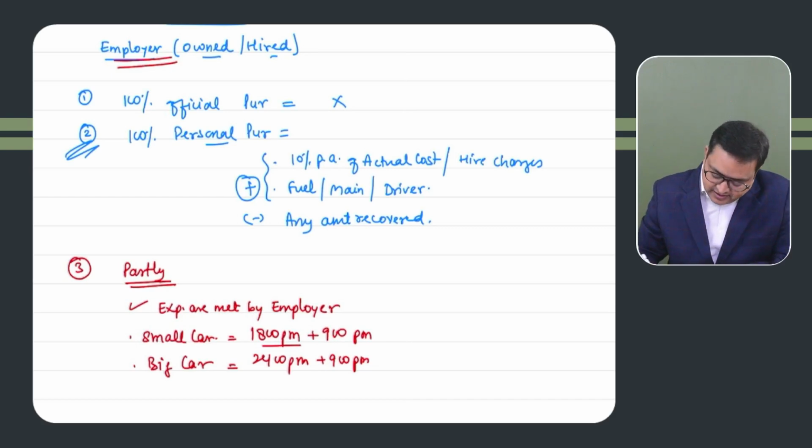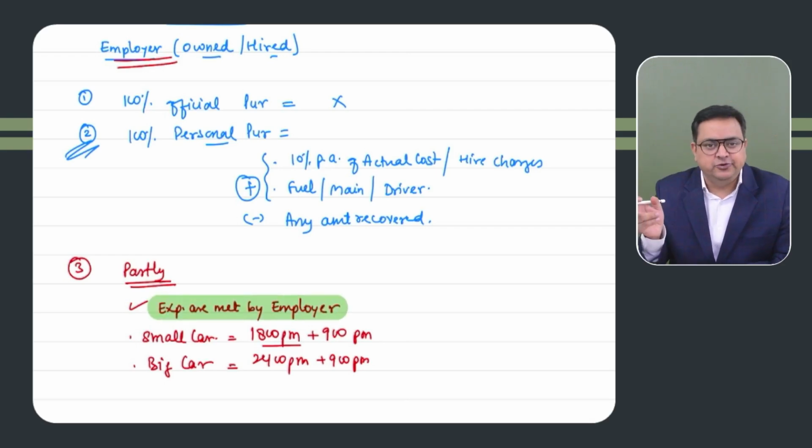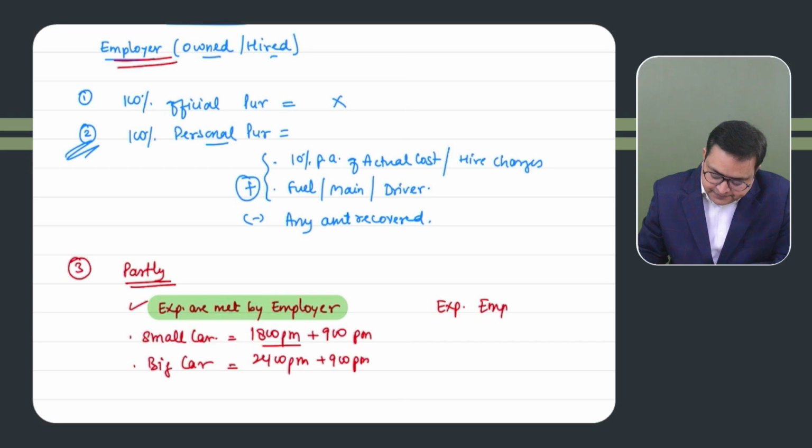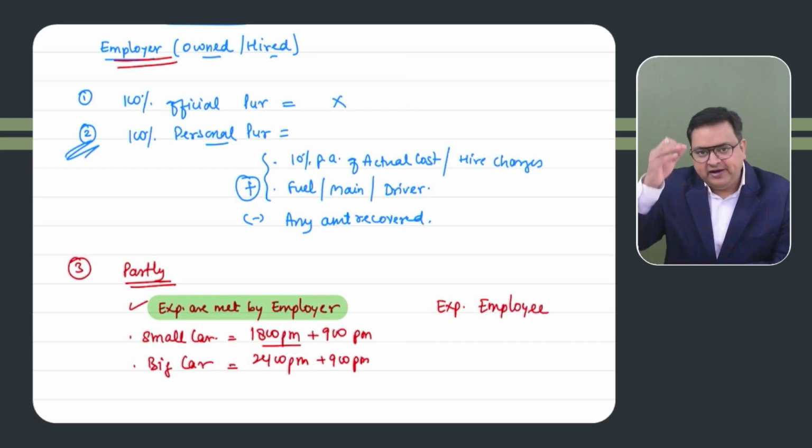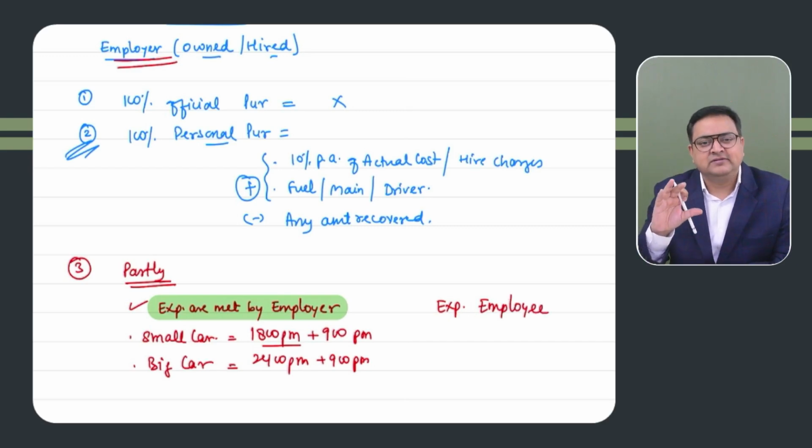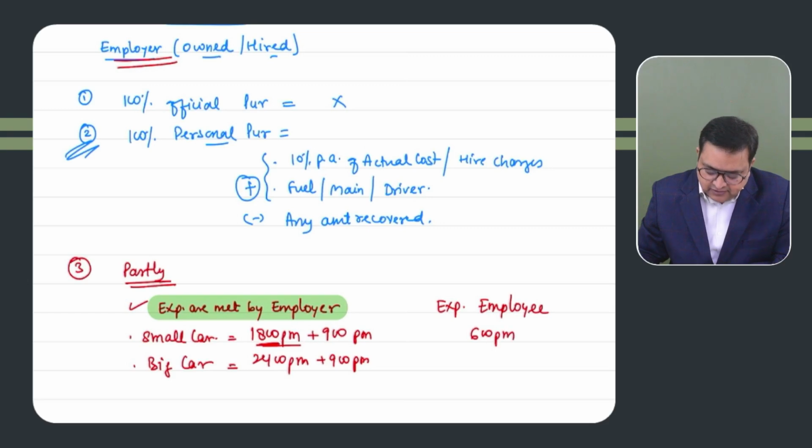If the expenses are not met by the employer, although the car is provided to you, but the expenses are met by the employee, in that case, the perquisite value would be reduced. Why? Because only the car is provided, the expenses are met by the employee. So we'll reduce this perquisite value from 1800, we will make it 600 per month for a small car. For a big car, it is 900 per month.